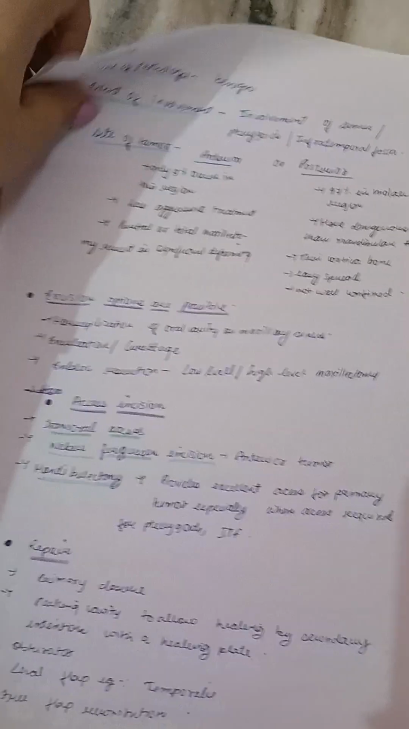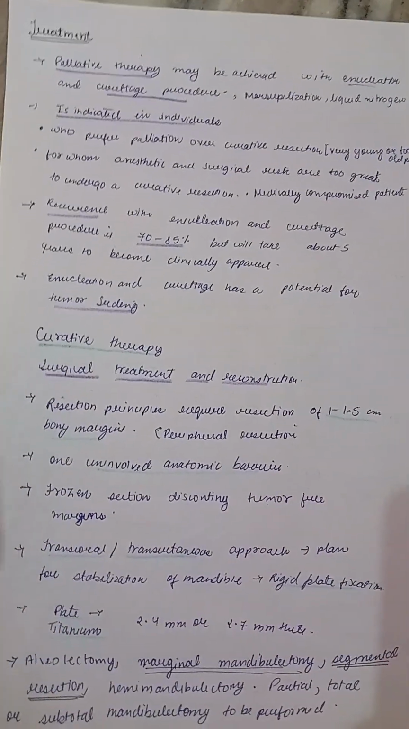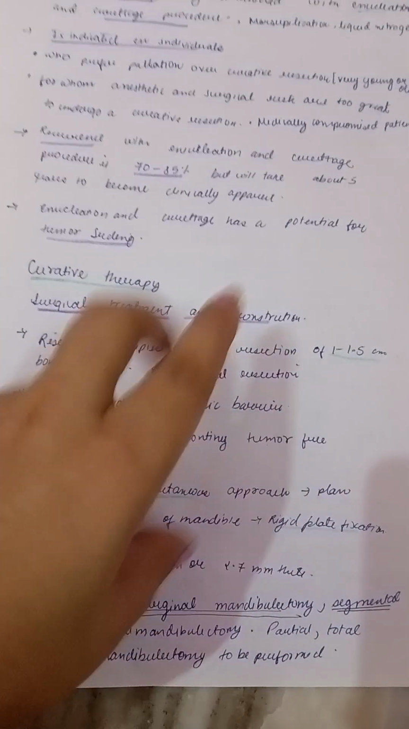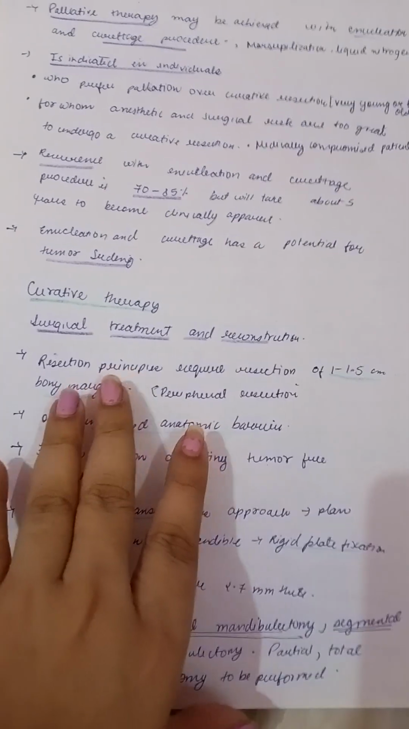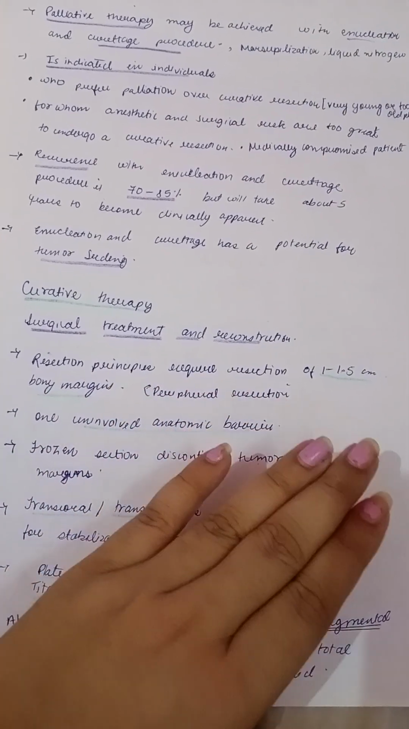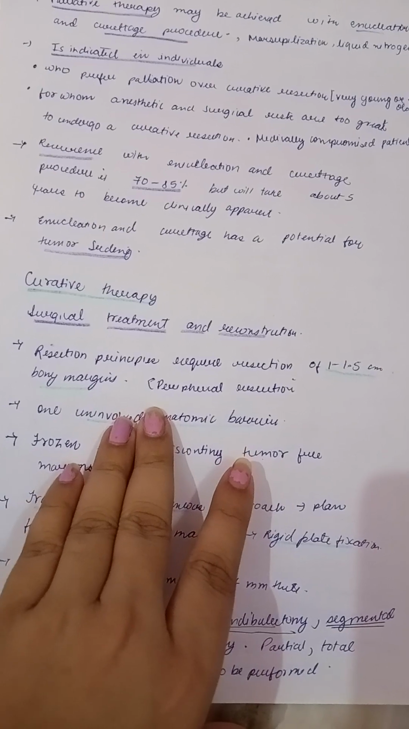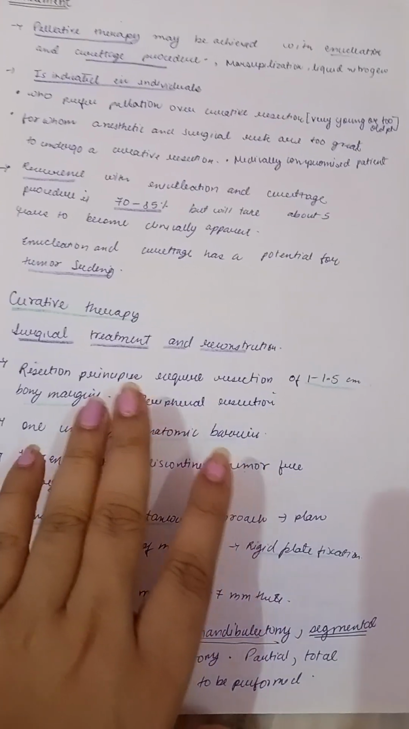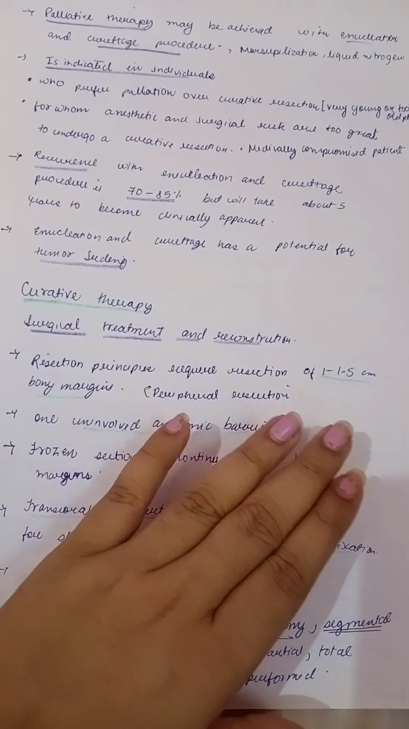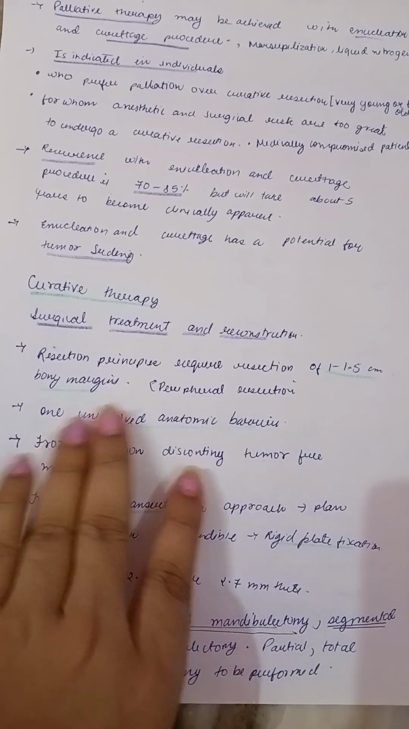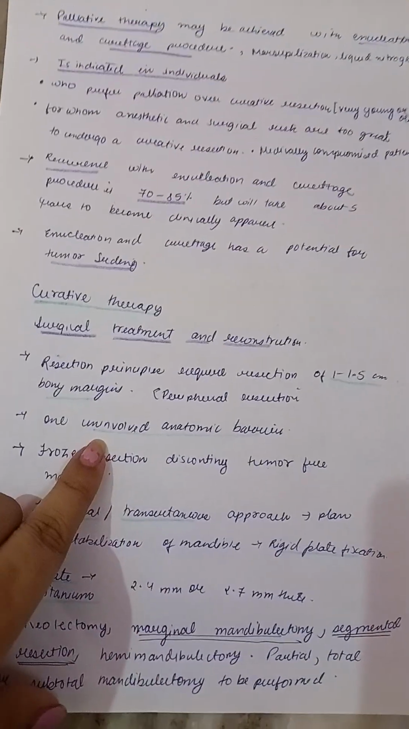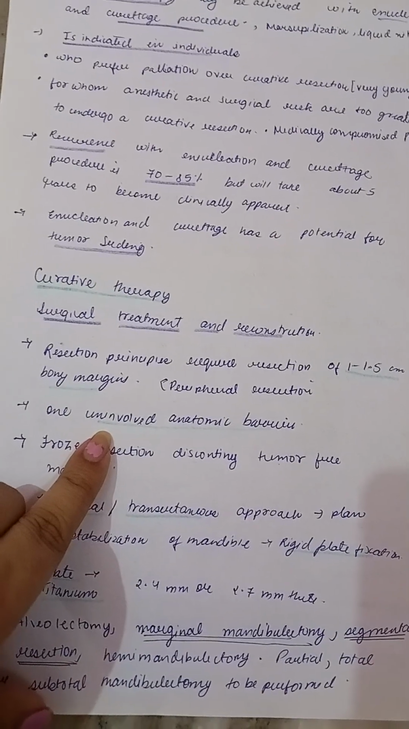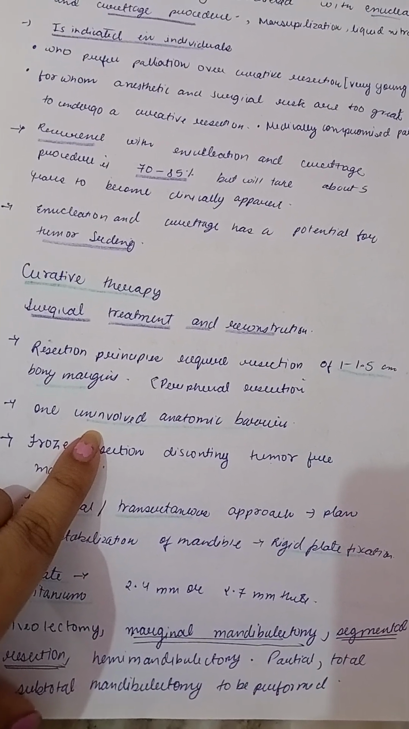Now coming to curative therapy, that is radical therapy or surgical treatment. Surgical treatment and reconstruction. Resection principle requires resection of a 1 to 1.5 centimeter bony margin, that is peripheral resection, with one uninvolved anatomic barrier. Resection should be followed with one uninvolved anatomic barrier.